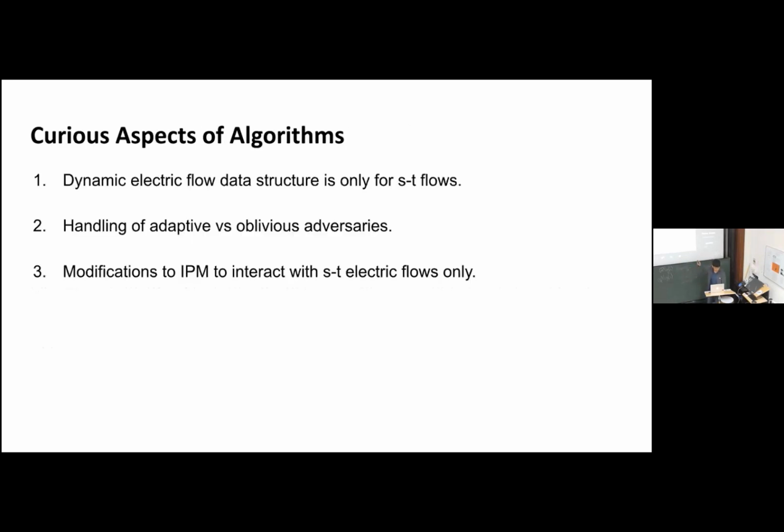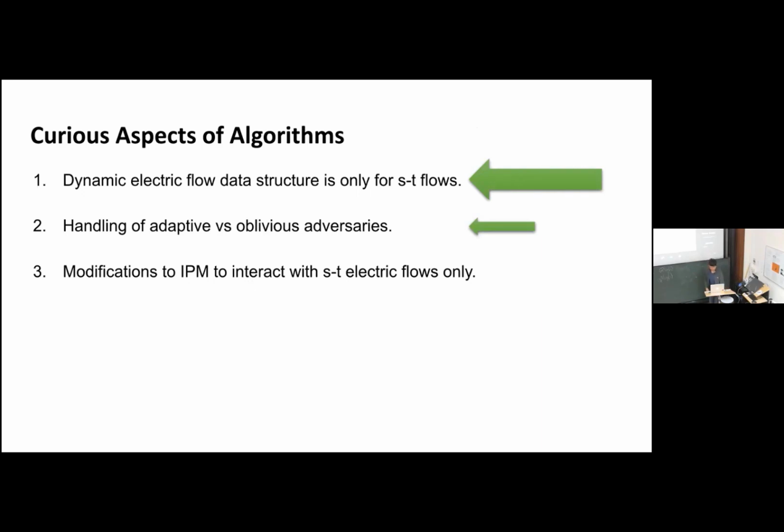So yeah, for the remainder of the talk, here's the parts I could talk about and what I'm actually going to talk about. The first part is the dynamic electric flow only works for ST electric flows. We're going to talk about this whole data structure and where that comes from. And another part, the data structure only works as described for oblivious adversaries, but we need it for adaptive adversaries. I'll describe how to get that. And finally, the actual interior point method has to be changed to interact with the data structure.